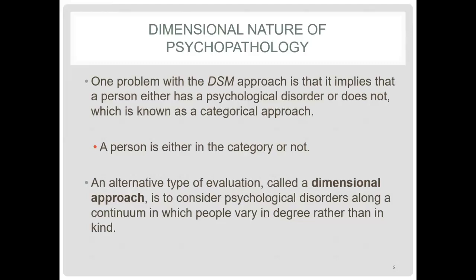Now, one problem with the DSM approach is that it implies that a person either has a psychological disorder or they don't. It's an either-or, and this is known as a categorical approach. The DSM is recognizing that perhaps more of a dimensional approach should be considered: that psychological disorders exist on a continuum, and that people vary in their degree of dysfunction in specific areas rather than in the kind of dysfunction.